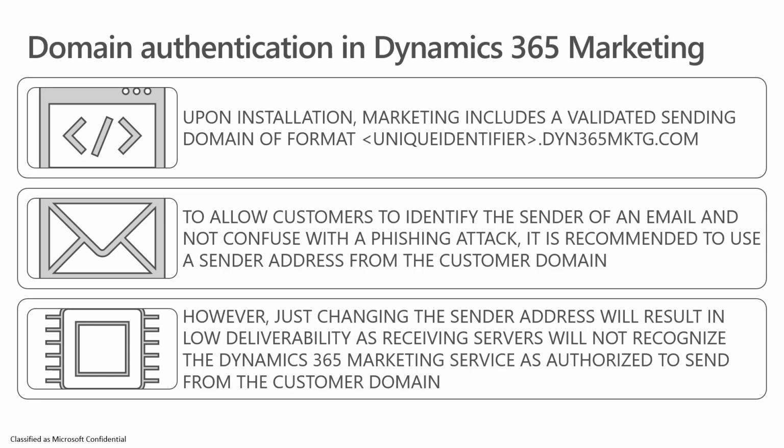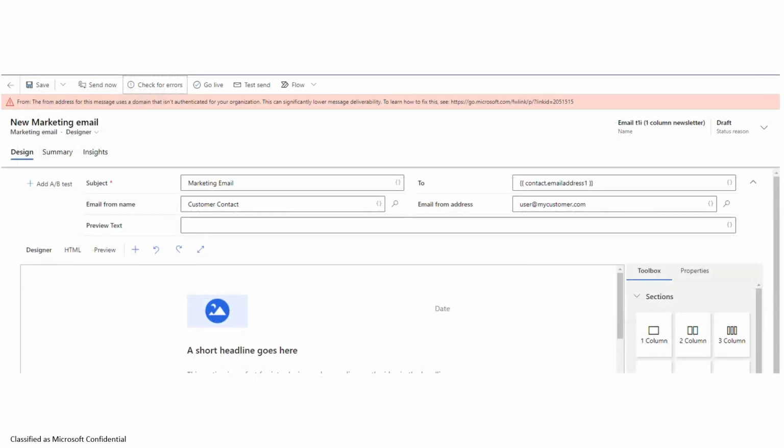However, if I just changed the email address and said it was sent from a particular email, because the email is getting sent from Dynamics Marketing it wouldn't be recognized by the receiver, and they'll get a very low score from a deliverability perspective, as it's not authorized for a Microsoft service to send emails on behalf of a particular customer domain.